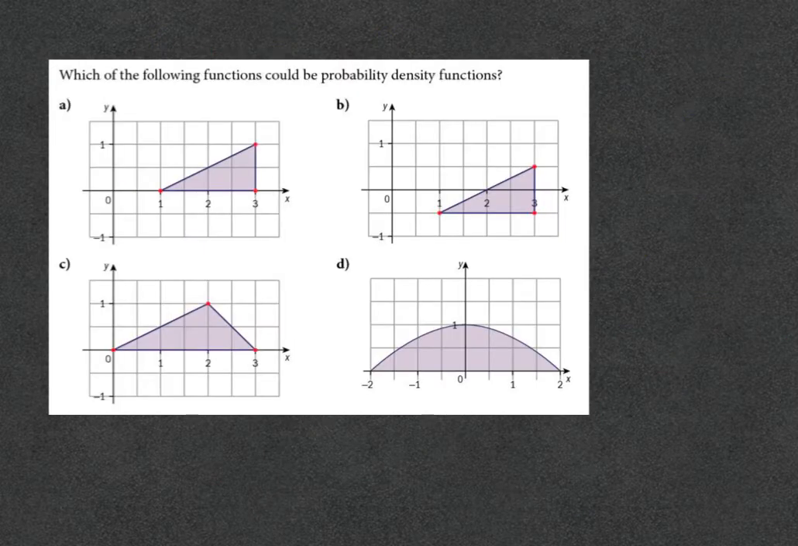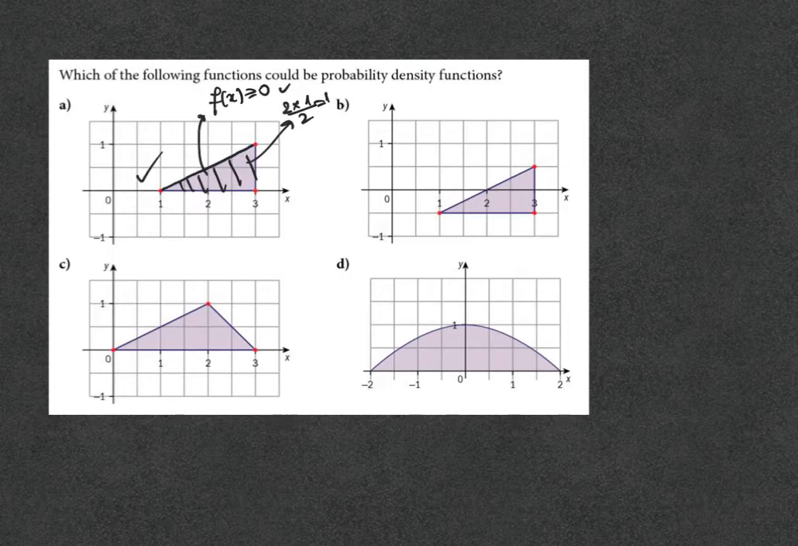Let us look at these functions. Which one could be a probability density function? If we look at this first function, f of x is always bigger than or equal to 0 between 1 and 3, correct? Yeah. And the area under the graph must be 1. It's the area of a triangle, so its base times height over 2 is 1. So this one is a probability density function.